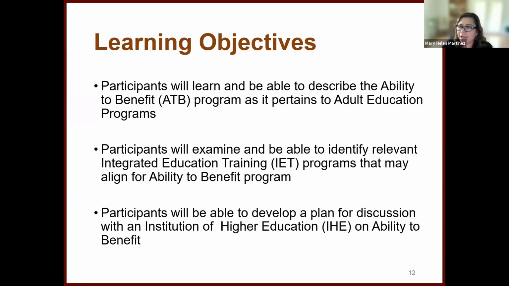Next slide, please. I have a couple of learning objectives. I'd like for you to be able to learn and describe what is ability to benefit, and then how does it pertain to your adult ed program. Also, we're going to identify any relevant IETs that you might have that may align for ability to benefit programs. And participants will be able to develop a plan for discussion with an institution of higher ed on ability to benefit. The key component here is a relationship or a partnership with a college in order to fully implement the ability to benefit program.